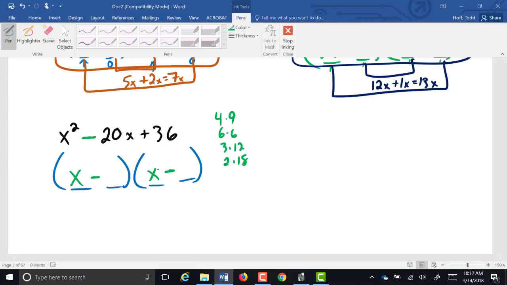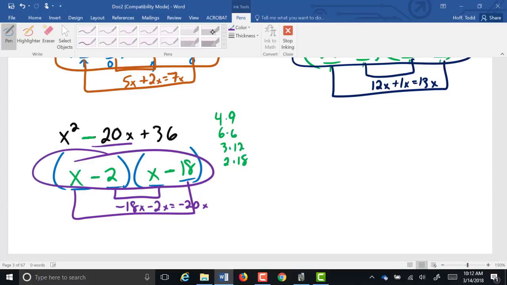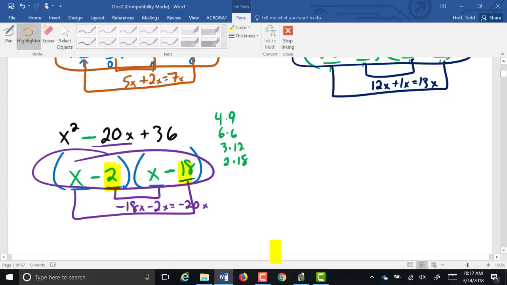Which one do you want to try? Okay, you're starting to see a pattern there. We try the 2 and the 18. We double check. X times negative 18 is negative 18x. Negative 2 times x is negative 2x, which adds to negative 20x, which is what we want. You're starting to see that pattern that these two have to multiply to make the 36 and add to make the negative 20.